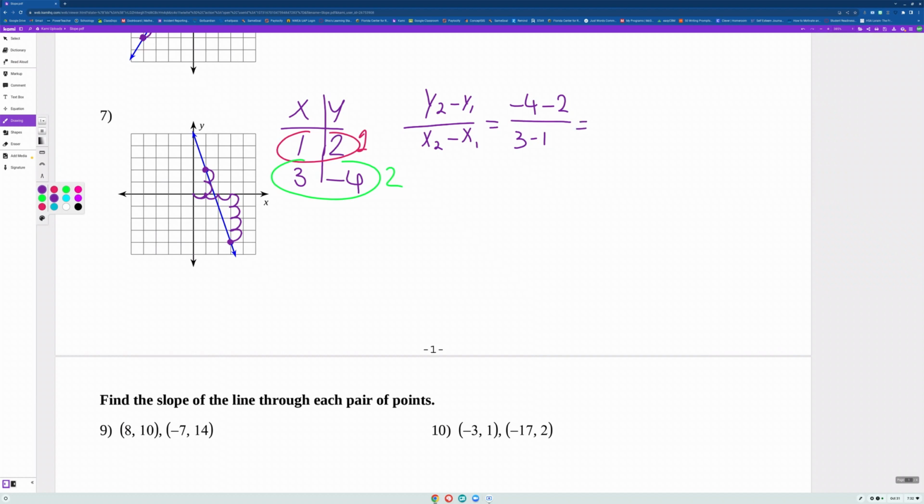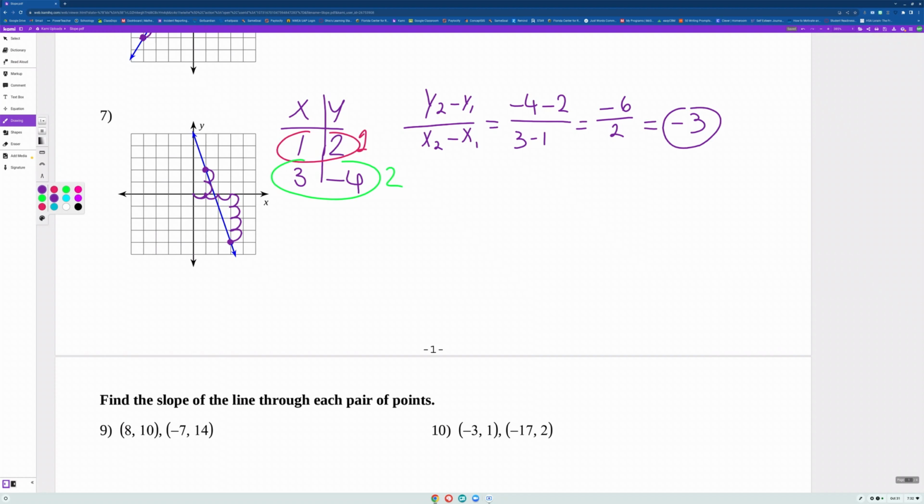Once I do that, negative 4 minus 2 is going to give me a negative 6 all over 3 minus 1, which is 2. Now I can divide negative 6 divided by 2 to simplify my fraction. Once I do that, I'm going to get negative 3, which in this case is our slope.